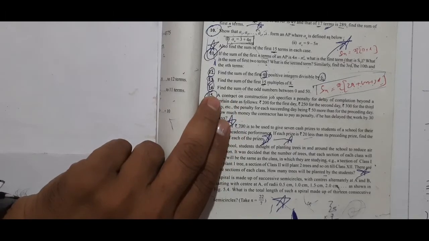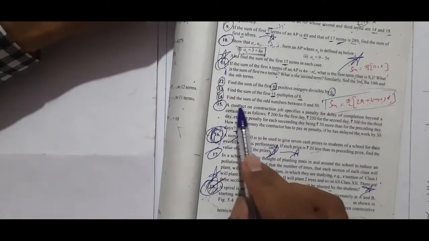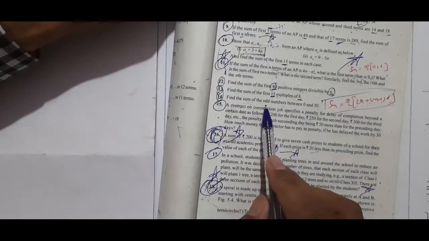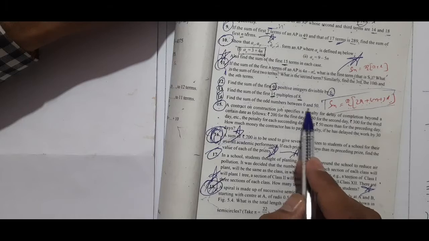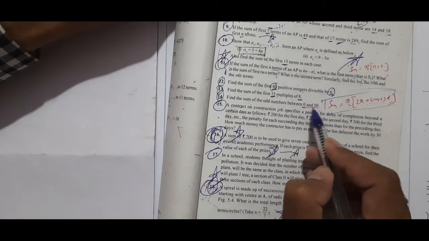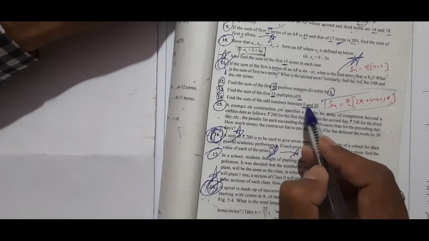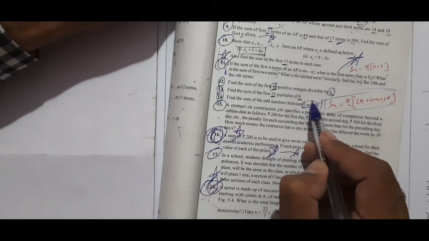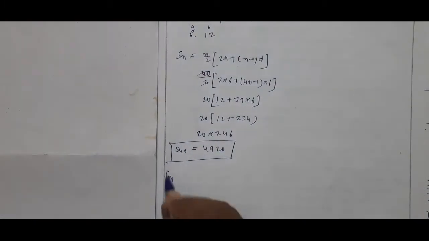Now we start question number 14. Question number 14 is: find the sum of the odd numbers between 0 and 50. We have been given two numbers and we have to find the sum of the odd numbers between them, from 0 to 50. So this is question number 14.